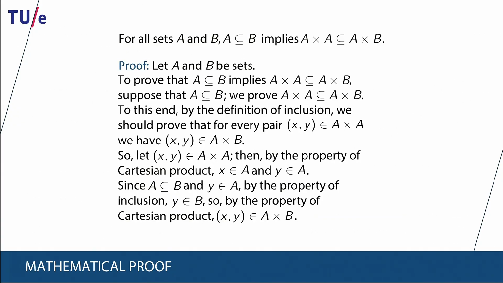We have not assumed anything particular about the sets A and B, so we have now established that for all sets A and B, if A is included in B, then the Cartesian product of A with itself is included in the Cartesian product of A with B.